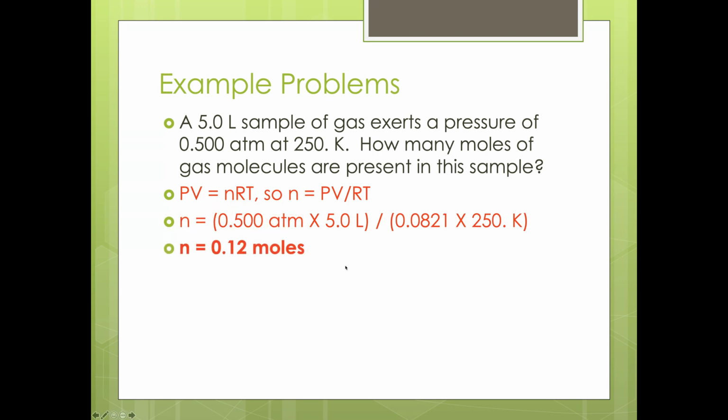Now, why did I round it off this way? 3 sig figs, 2 sig figs, 3 sig figs, 3 sig figs. 2 sig figs is the lowest number, so I rounded off to 2 sig figs. And that's as simple as it gets. It's a really easy equation to use.